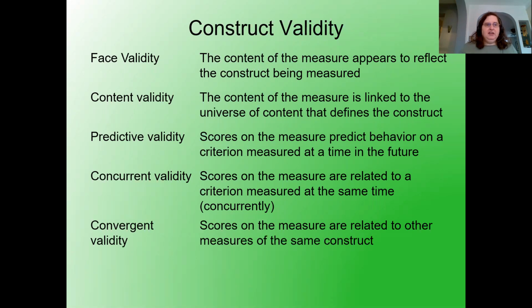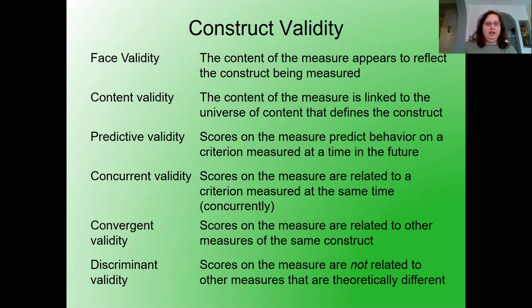Okay. Next, convergent validity. Scores on the measure are related to other measures of the same construct. So in other words, we happen to know that shyness and social anxiety are highly correlated. They're highly related. So if you measure shyness and you have an already known, already validated measure of social anxiety, those two should correlate. Those two should be related. Scores should be similar. Those who are higher on one should be higher on the other.